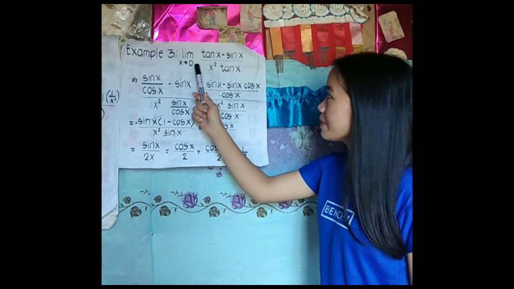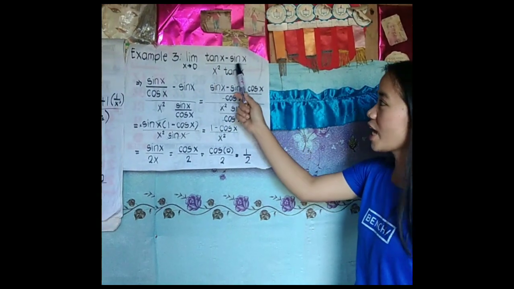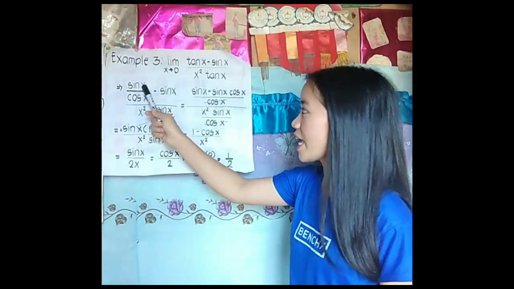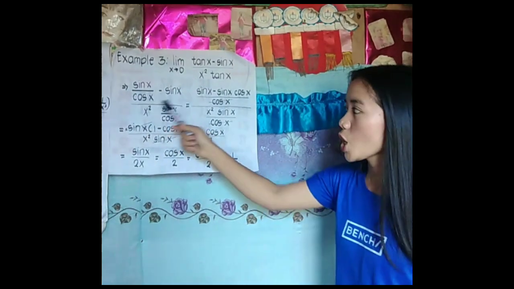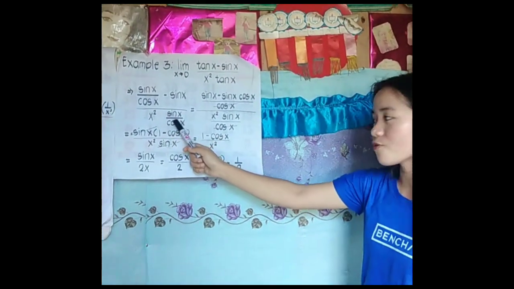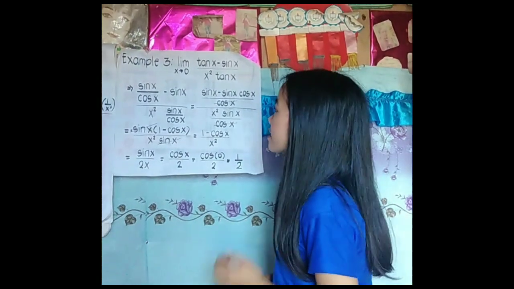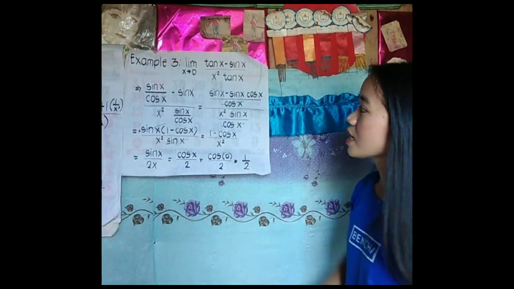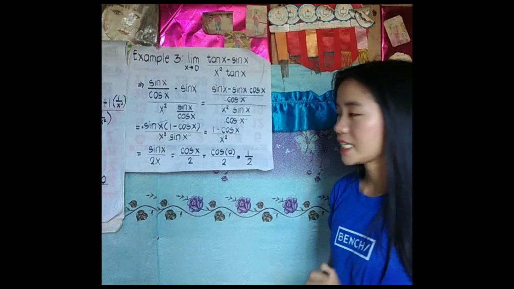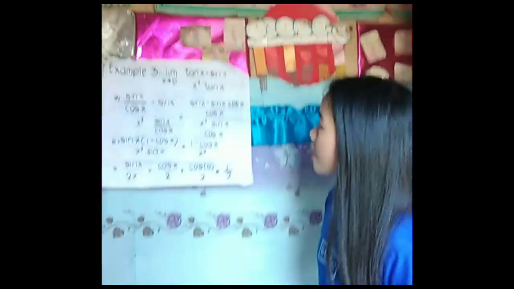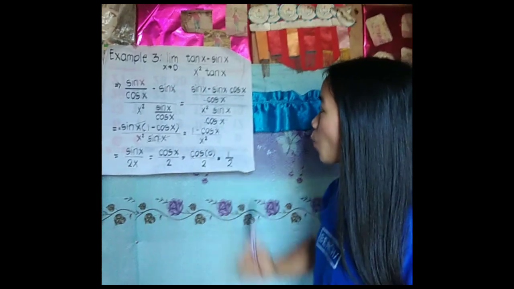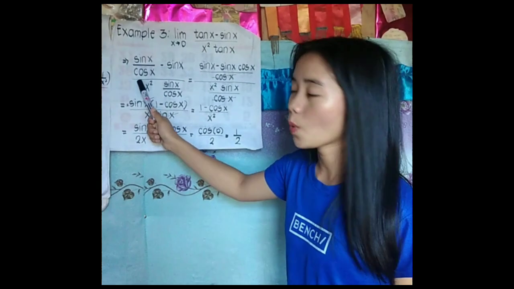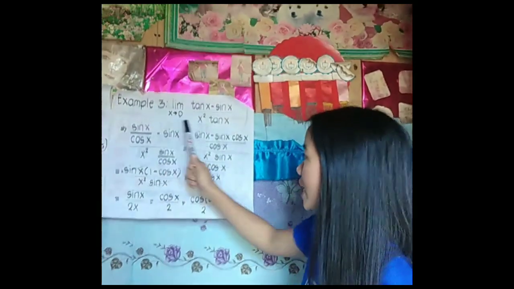So we have the limit of (tan x minus sin x) all over (x squared tan x). First, let's expand the tan x. So we have (sin x over cosine x minus sin x) all over (x squared times sin x over cosine x). First, let's simplify the numerator, which is sin x over cos x minus sin x. So let's find the LCD. The LCD is equal to cosine x. So, cosine x divided by cosine x is equal to 1 multiplied to sin x, so we have sin x.